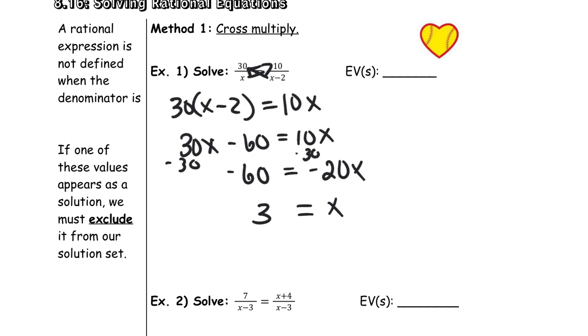I want to go back to the beginning where it says excluded values. What are the values that x cannot be? Look at the denominators. What can x not be? 0 and x minus 2, so 2. Good. If I plug in either one of those, that means I'm dividing by 0, and we can't divide by 0. Is our answer any of those? No. Then we got a good answer.